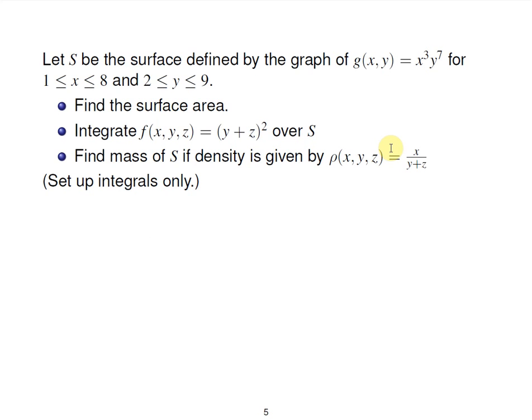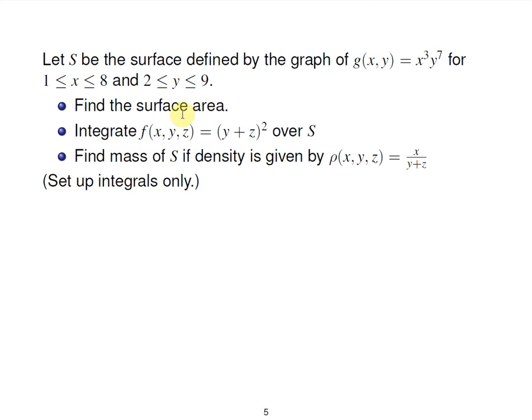The other surface we looked at in a previous video was a surface that was just given as the graph of the function g of x, y equals x cubed times y to the 7th. That surface goes on forever, so we're just going to look at x between 1 and 8 and y between 2 and 9. So this is a square, right? You're just looking at every point above this square of side length 7 in the x direction and in the y direction. And we'll set up the same integrals again.